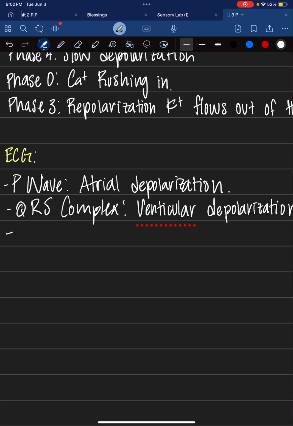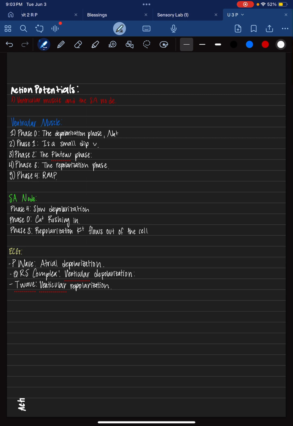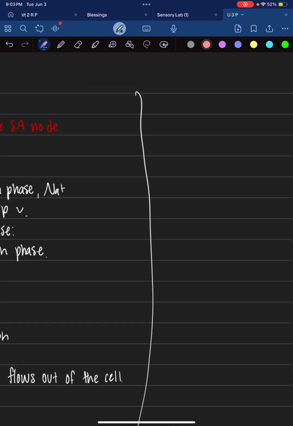And then for T wave, it represents ventricular repolarization, or the recovery phase. Well, there's that for that. And I'm just going to draw a line here.